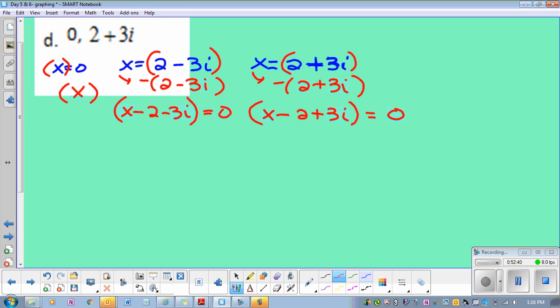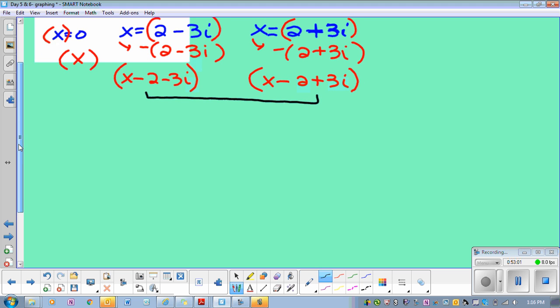Okay. So I'm going to erase these equal zeros, because those are the factors that I want to work with. We know it equals 0. So I'm going to take these two and multiply them. This just gets so ugly, I know. All right. So we have.